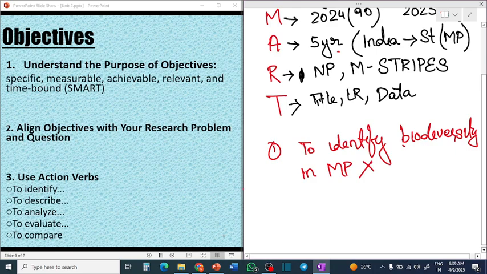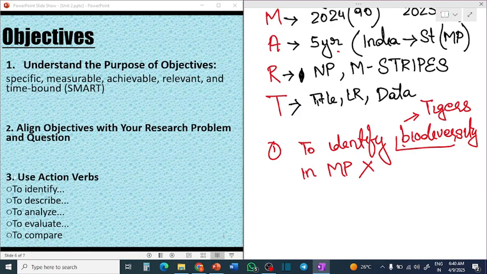Why? Because I am not looking at the overall biodiversity aspect in Madhya Pradesh. As we have studied, biodiversity includes many things. We are identifying biodiversity only on the basis of tigers. We are studying the population of tigers, and according to the population of tigers, we will study the impact it has on the biodiversity. So this would be a wrong objective. Our objective should be very specific and it should directly relate to the title of our topic.